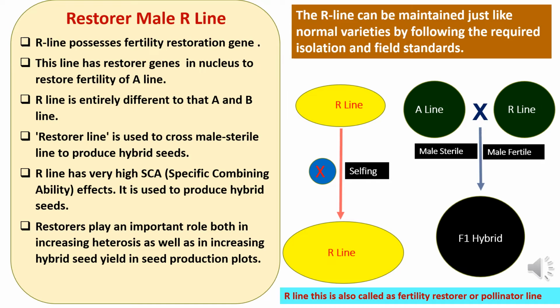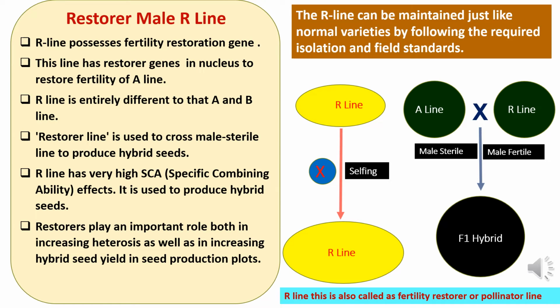R line has very high specific combining ability effects, and it is used to produce hybrid seeds, so it plays a very important role in productivity and restoring the fertility. Restorers play an important role both in increasing heterosis as well as in increasing hybrid seed yield in seed production plots.